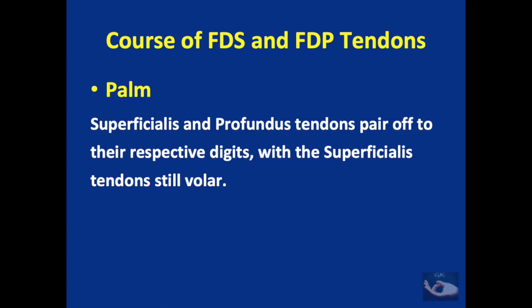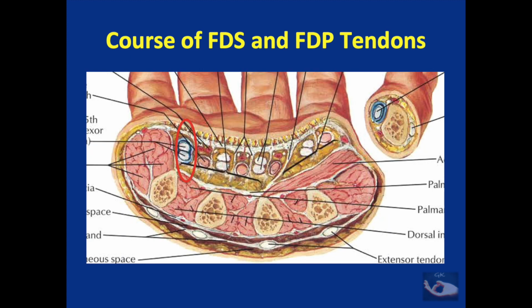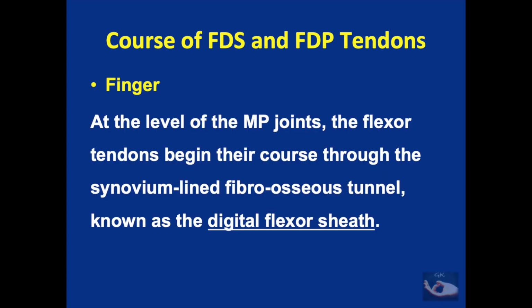Once the tendons enter the palm, the superficialis and profundus tendons pair off to their respective digits with the superficialis tendons still volar at the level of the metacarpophalangeal joints, which roughly correlates with the distal palmar crease on the hand. The flexor tendons begin their course through the synovium-lined fibro-osseous tunnel known as the digital flexor sheath.